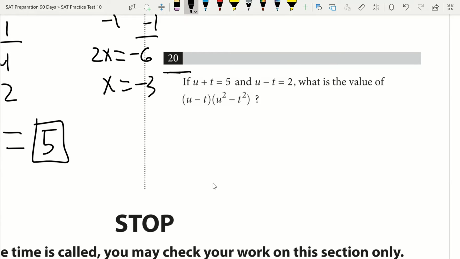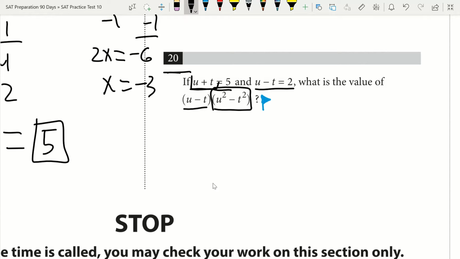So 20. If u plus t equals 5 and u minus t equals 2, what's the value of u squared minus t squared? This right here should be a big time flag. It's not a red flag, it's really a green flag, or an excited flag, because when you see u squared minus t squared, you should be thinking difference of perfect squares. So let's go ahead and go through that. We see that we've got u squared minus t squared.